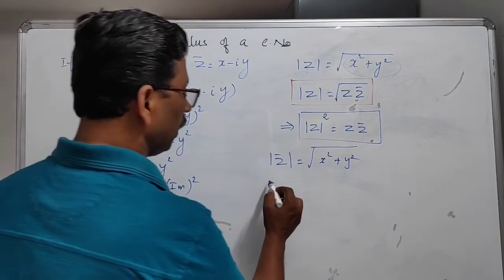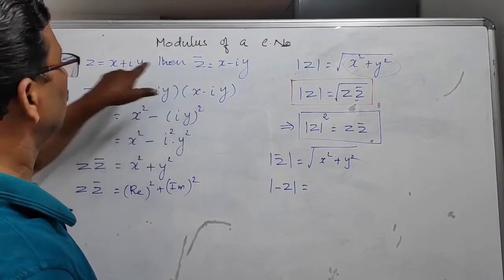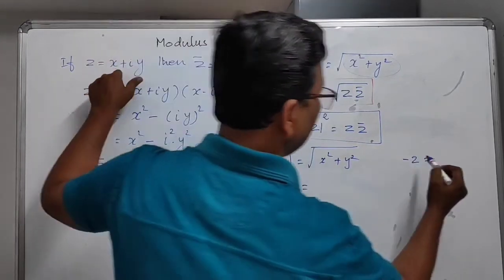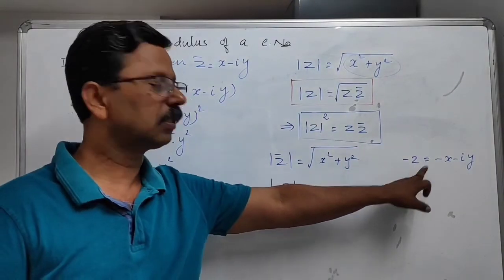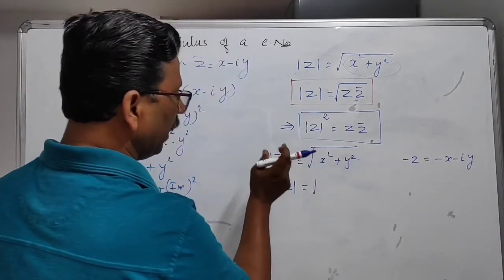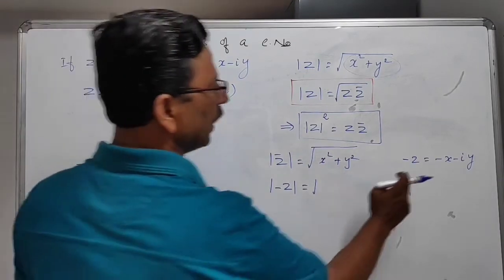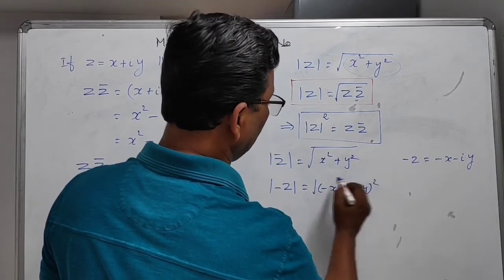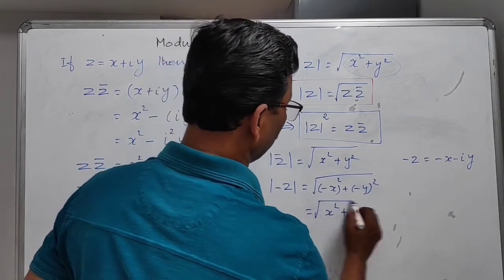Similarly, you try to find modulus of minus z. What is minus z? You can consider minus z as minus x minus iy. Now we are going to find the modulus of this minus z. Then again, whatever be the value of z, while finding modulus you have to write only real part square plus imaginary part square. What is the real part here? Minus x the whole square plus imaginary part, minus y the whole square, which is equal to root of x square plus y square.